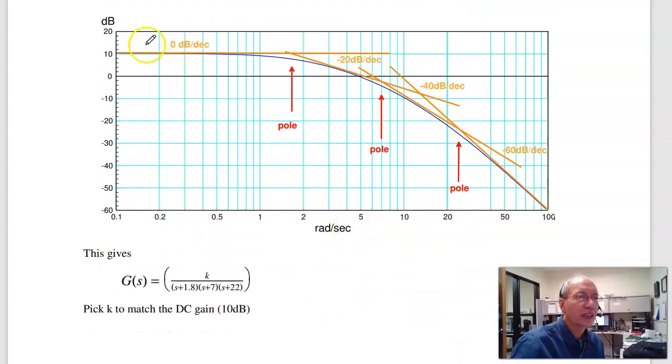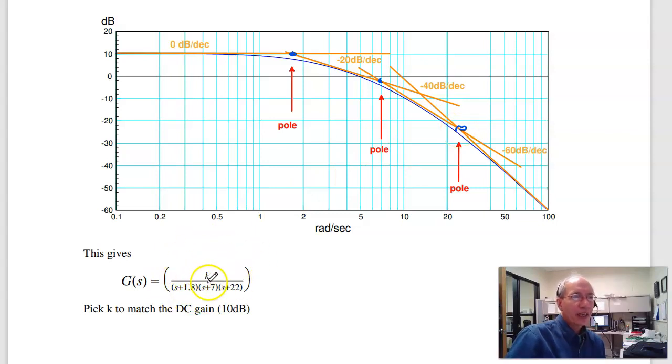So doing that, here's the first asymptote I drew, 0 dB per decade. This one's at minus 20, minus 40, minus 60. Where they intersect, your corner frequency is your pole. So I've got a pole right about here, about 1.8 radians per second, one here, about 7 radians per second, and one here, about 22 radians per second. So there's the form of my filter.